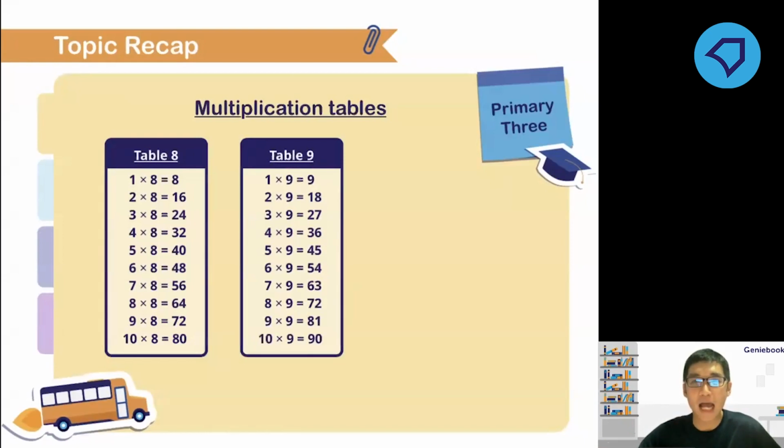Yay. So 9, 18, 27, 36, 45, 54, 63, 72, 81, and 90. Now, do you realize that it's actually very easy to memorize the multiplication table of 9? You notice that the number in the tens place goes in increasing order. Can you see that? 1, 2, 3, 4, 5, 6, 7, 8, 9. While the number in the ones place is in decreasing order. 9, 8, 7, 6, 5, 4, 3, 2, 1, 0. So it's very easy to memorize.